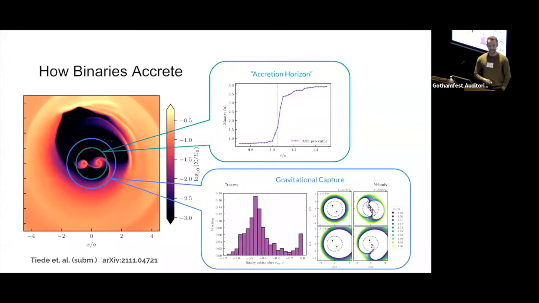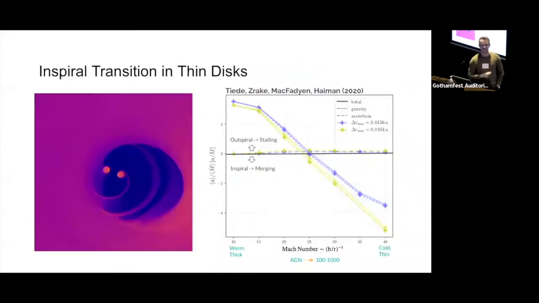Yeah. Hi. So these are really exciting results. I think this is great work. Could you go back to your first slide? So is there any kind of physical intuition you can help me with as to why the torque switches from positive to negative?